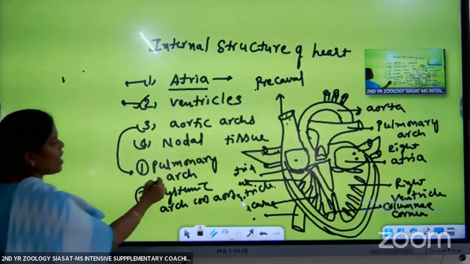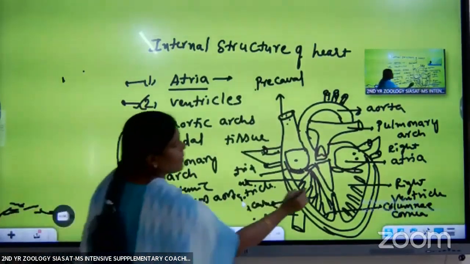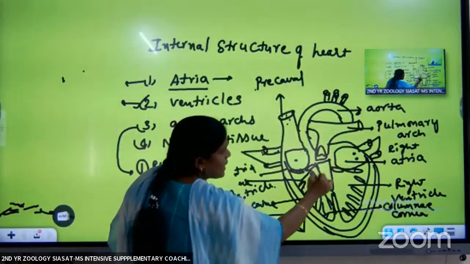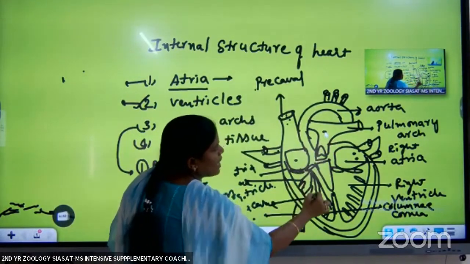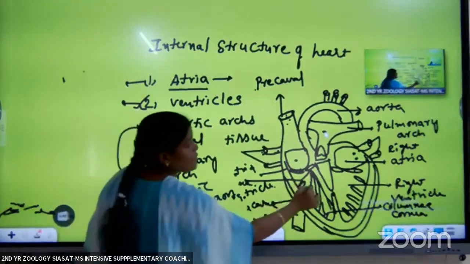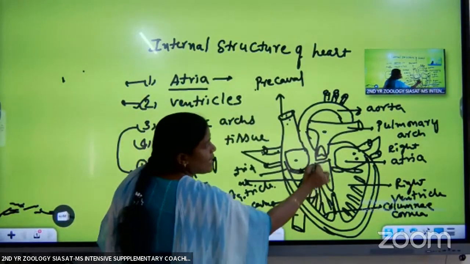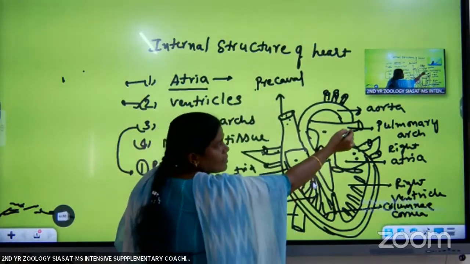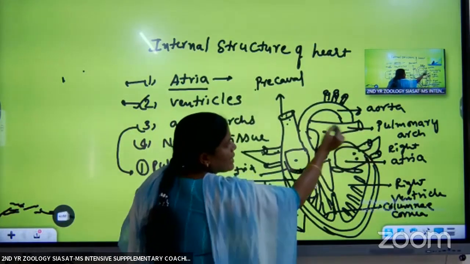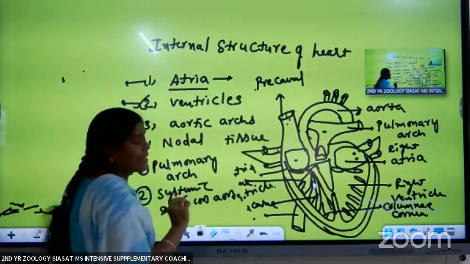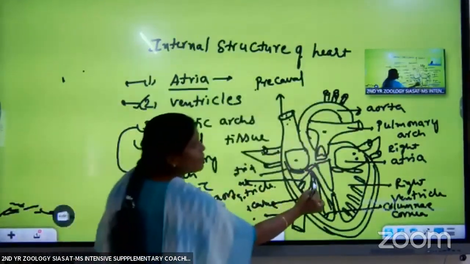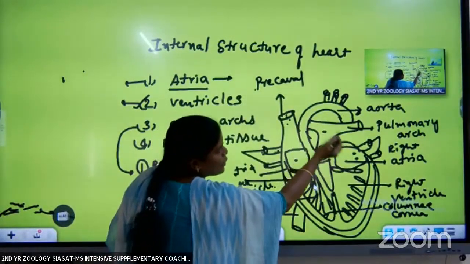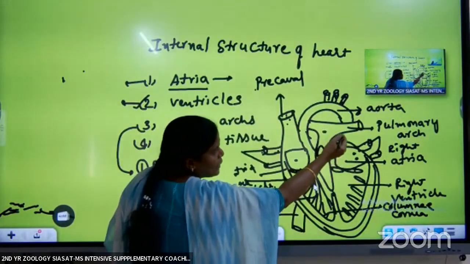What about the pulmonary arch? The pulmonary arch collects the deoxygenated blood. See, this one is the pulmonary arch. It arises from the right ventricle, comes out and bifurcates into two. The right branch goes to the right lung and the left branch goes to the left lung, to the respective lungs.